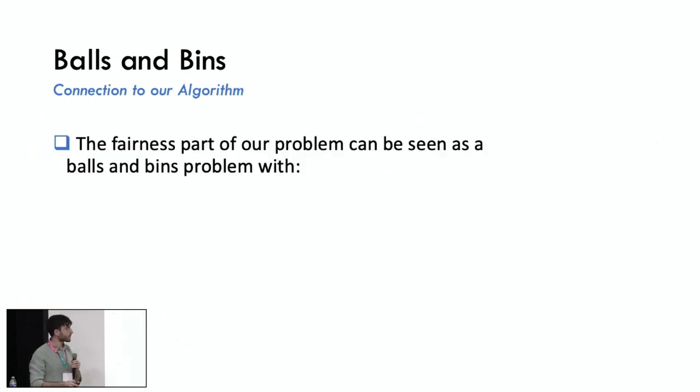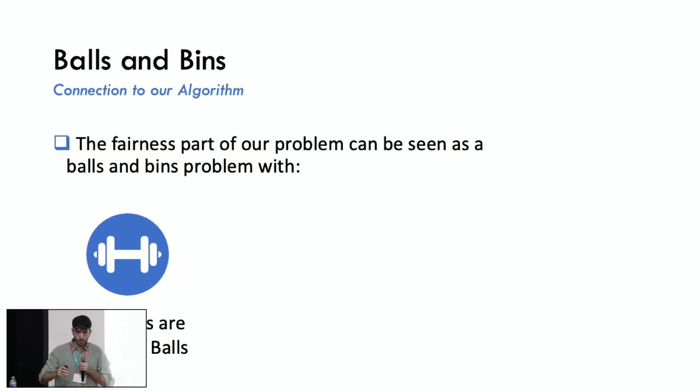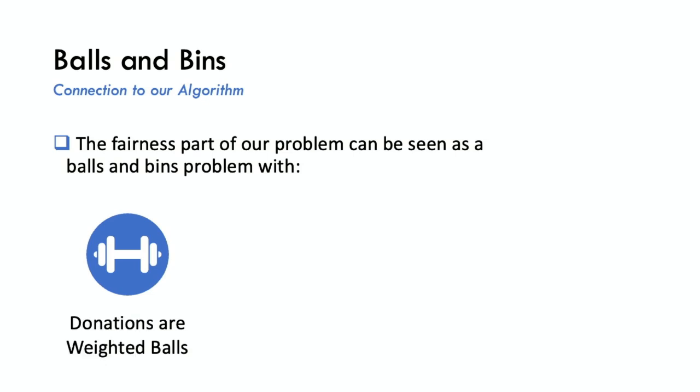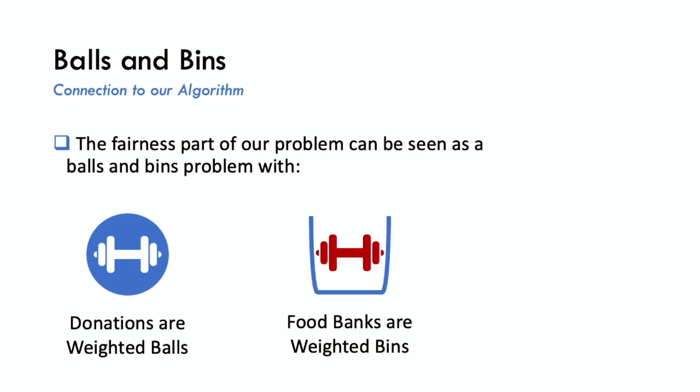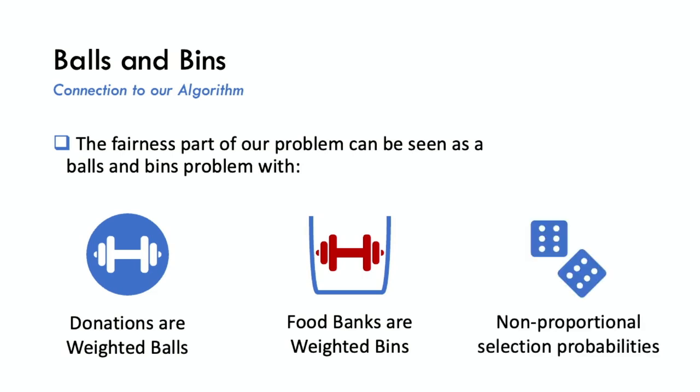But comparing to the vanilla power of two choices problem, we have some differences. Now, the balls are going to have some weights. Our donations have some weight that comes from some distribution. The food banks are bins that have weights. And the probability of choosing a specific bin is not proportional to its weight, but it comes from some probability that's being close to being proportional.